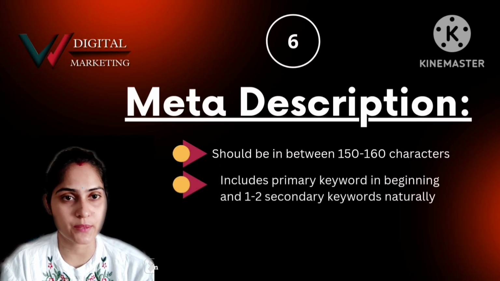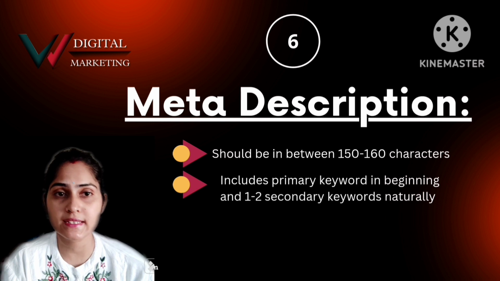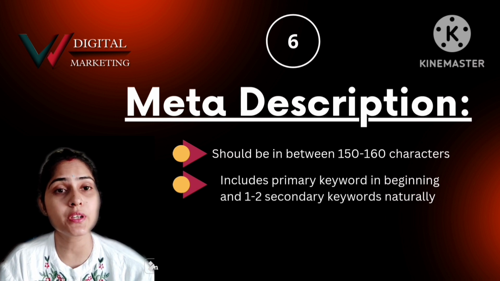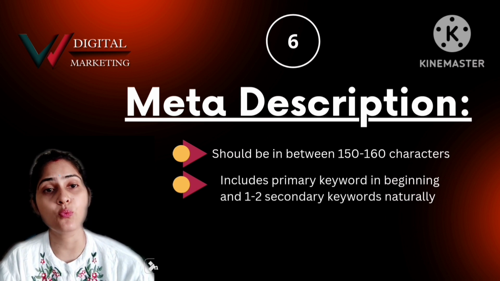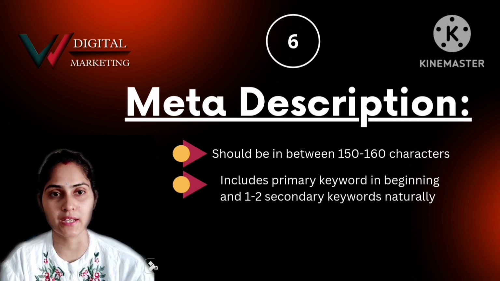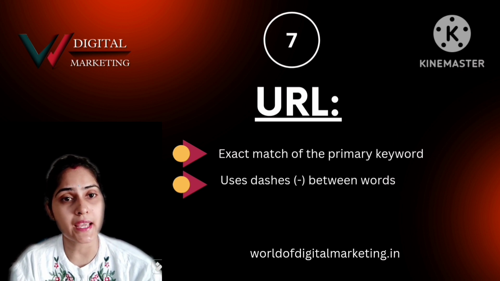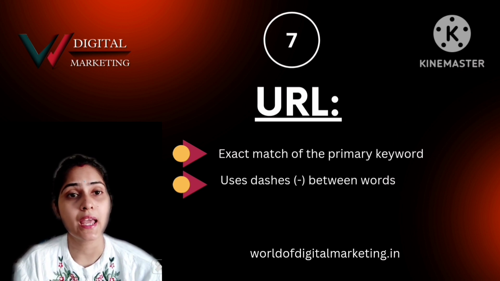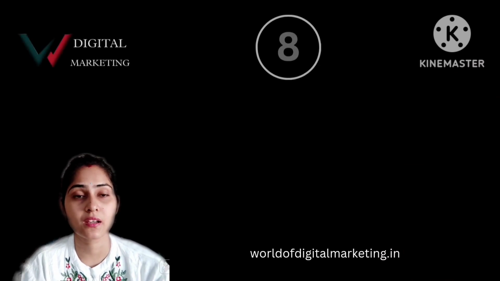Next is meta description. Meta description should be between 150 to 160 characters and it should start with the primary keyword and should include 1 to 2 secondary keywords naturally. Next is URL. URL is the exact match of the primary keyword and it includes dashes between the words.